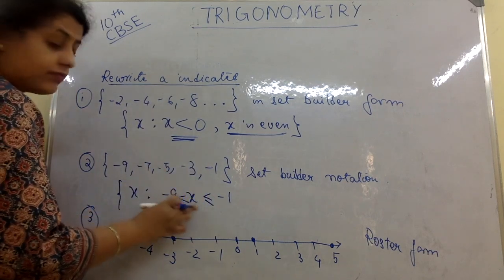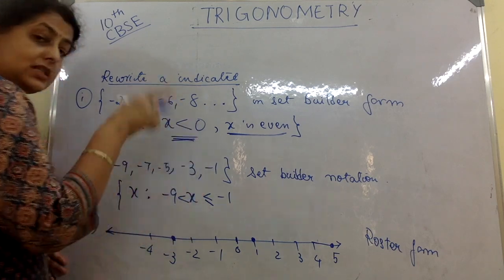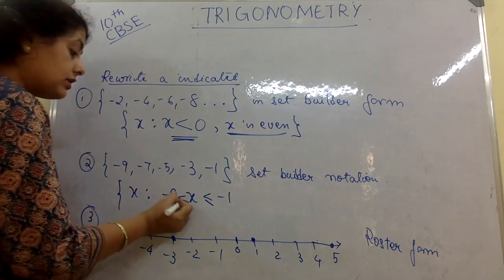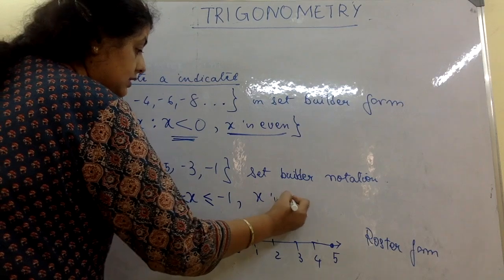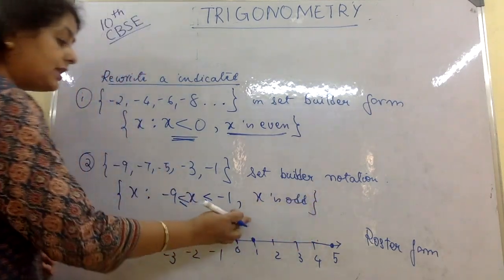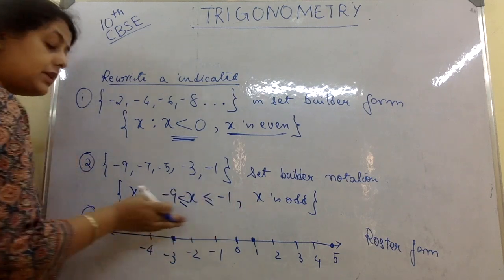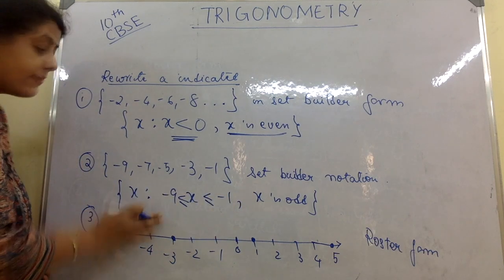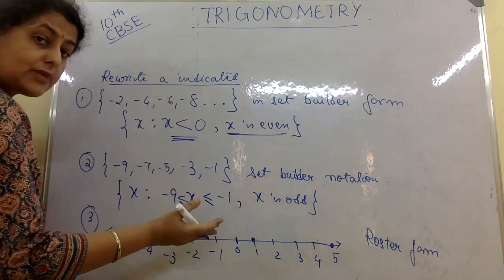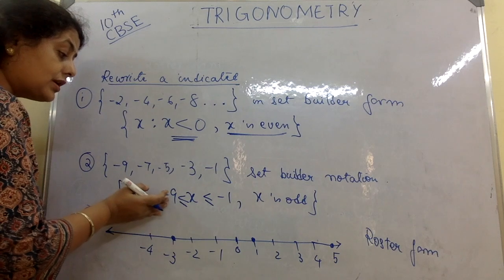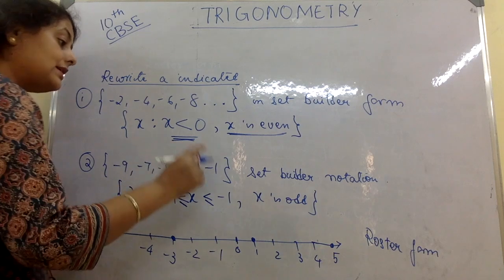Less than will not work. Less than or equal to is going to work, because we have to include -1 also in the set. Here also, greater than or equal to -9 and x is odd. So here I have set some limitations, an upper limit and a lower limit for x. That x can't exceed -1, but it has to include -1. X can't be lower than -9, but it has to take -9 also, and then x has to be odd.